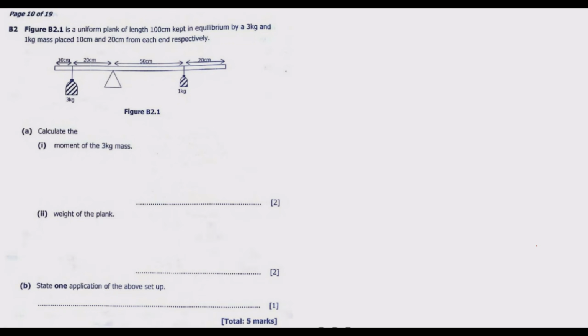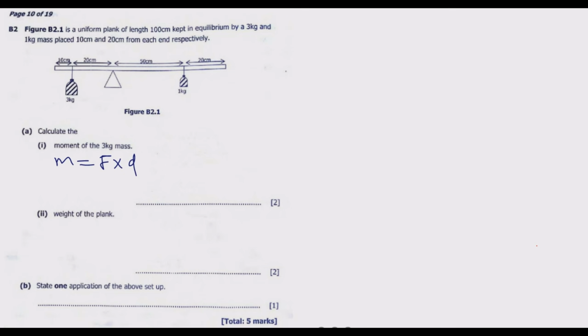Let us look at question B2. Figure B2.1 shows a uniform plank of length 100 cm kept in equilibrium by a 3 kg and 1 kg mass, placed 10 cm and 20 cm from each end respectively. Question A, calculate Roman numeral 1, the moment of the 3 kg mass. We know that a moment is given by force times the perpendicular distance in meters.